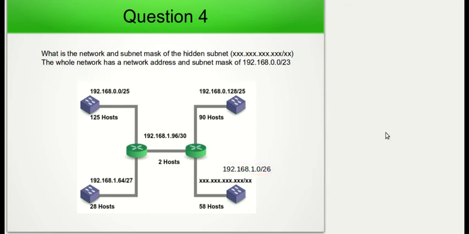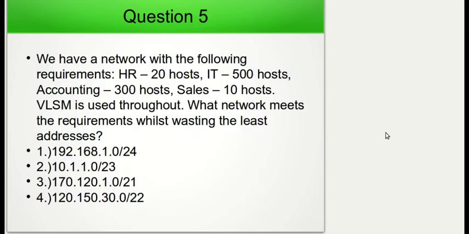Now let's move on to the 5th and final question. Question 5. We have a network with the following requirements. HR has 200 hosts, Operations has 20 hosts, IT has 500 hosts, accounting has 300 hosts, and sales has 10 hosts. VLSM, variable length subnet masking, is used throughout our network. What network meets the requirements whilst wasting the least addresses?